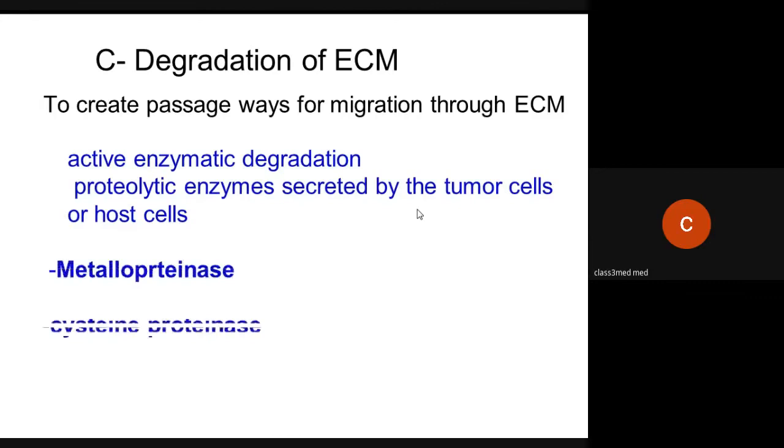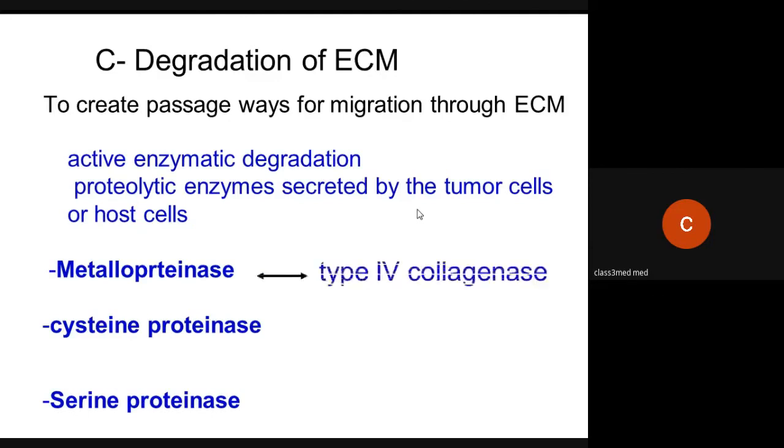And in human tumor cells we have three important proteolytic enzymes produced by the metastasizing tumor cells. The metalloproteinase, which is type 4 collagenase. Where's type 4? In the basement membrane. Once the cell attaches to the basement membrane, it secretes metalloproteinase, so we get degradation of the type 4 collagen, which is present in the basement membrane.